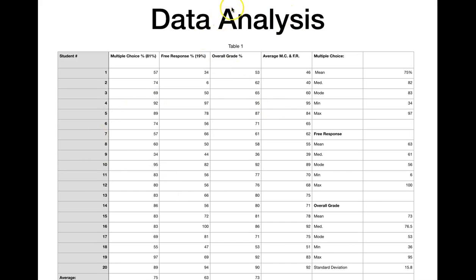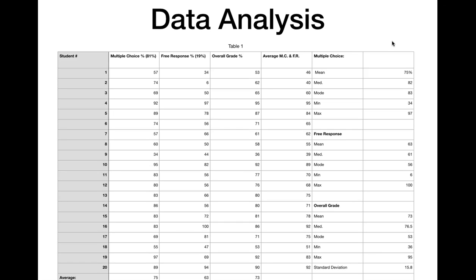Over in the fourth column there, the average multiple choice and free response there, that's just taking those two averages as if it was a 50-50 split, how their grade would have been impacted. So then all the way on the right there, I took just the multiple choice column and found the mean, median, and mode, along with the min and the max.